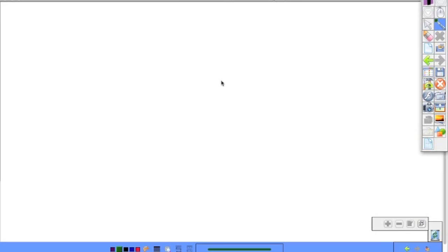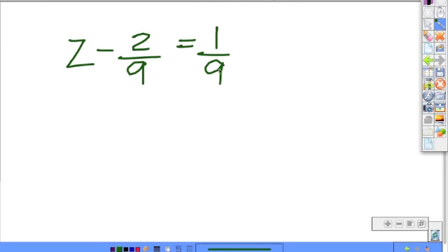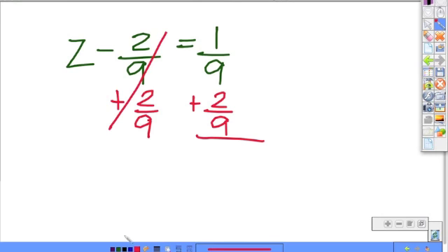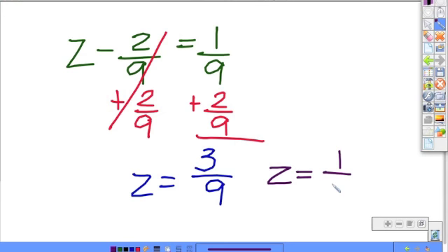Okay, so let's try another one. Let's try z minus 2/9 equals 1/9. Now again, our goal is to get z by itself. So let's do the opposite of negative 2/9, which is add 2/9. What you do to one side, you do to the other. Make sure you line up this equation here. These cancel, and now my z is going to fall down. Oh, good, I have the same denominator, so the denominator stays the same. And I have 1 plus 2, which is going to give me 3. Now I'm looking at this problem, and I realize I can reduce this. So z actually winds up equaling 1/3.